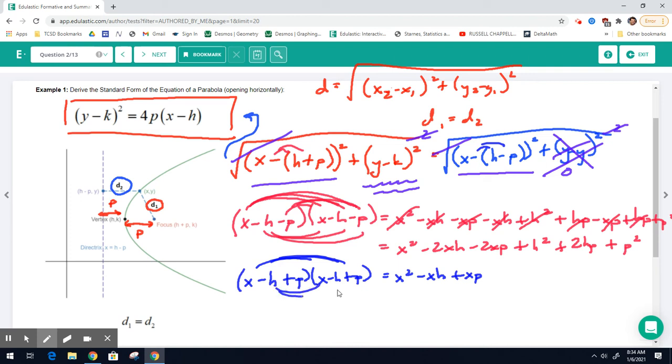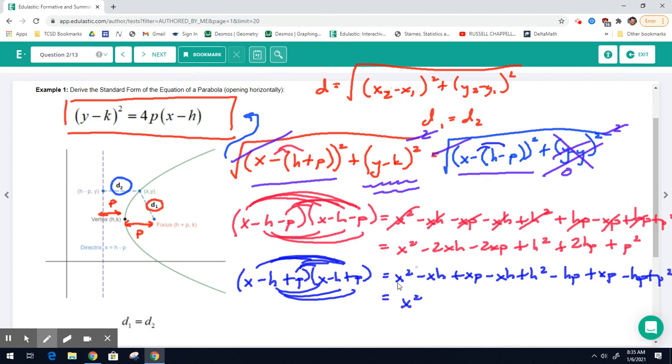Then let's do the negative h to all three parts. Negative h times x is negative xh. Negative h times negative h is positive h squared. Negative h times positive p is negative hp. Again, be very careful. It's very easy to make a mistake. And then do the positive p to all three parts. P times x is positive xp. P times negative h is negative hp. And p times p is positive p squared. And now let's simplify that.